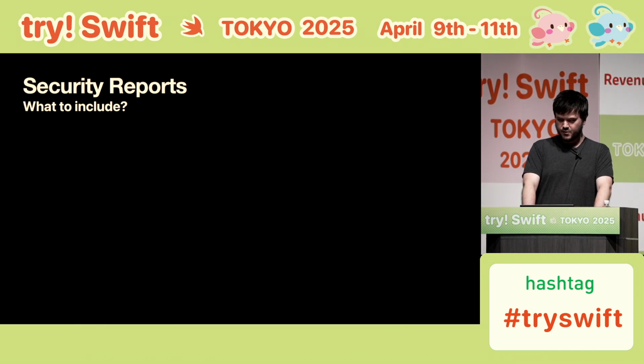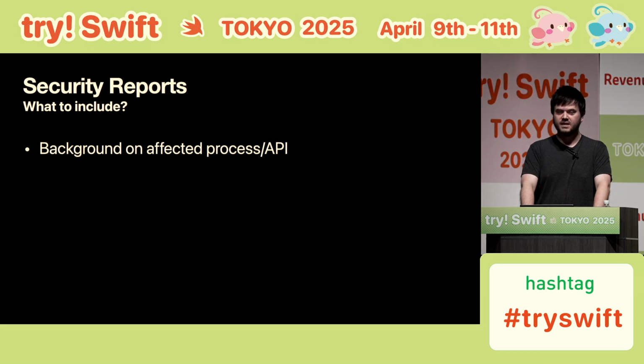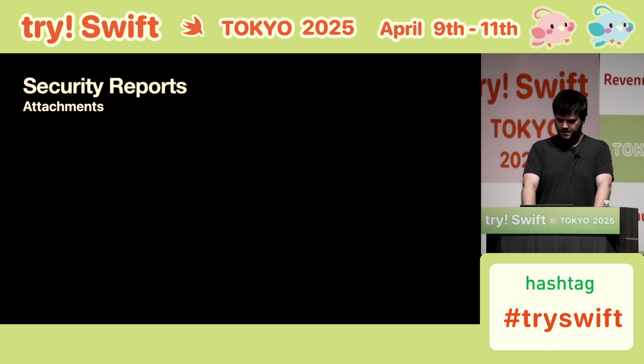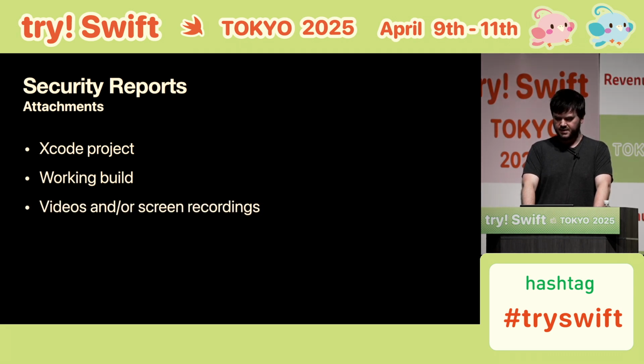So here's what I usually include in reports. Some background on the affected process or API and what its intended use is, how I was able to exploit it, what the consequences are to users, and ideas on how the issue could be addressed. Besides the written report itself, I also like to include an Xcode project demonstrating the exploit, a pre-built binary for the app, and depending on the exploit, a video or screen recording.